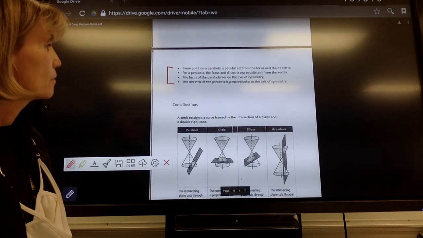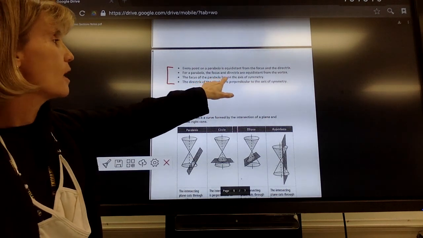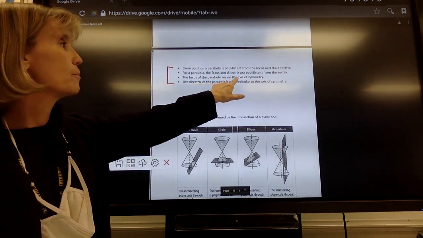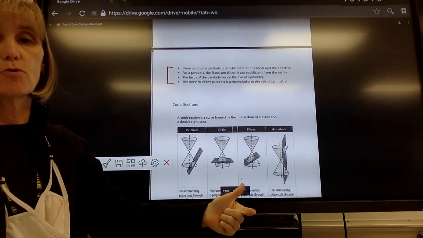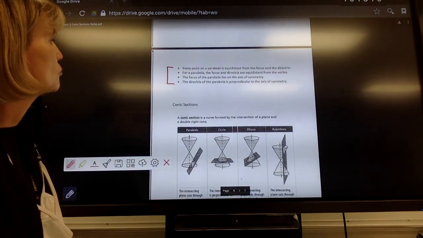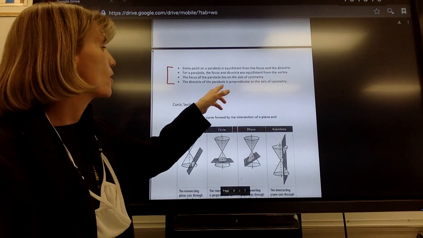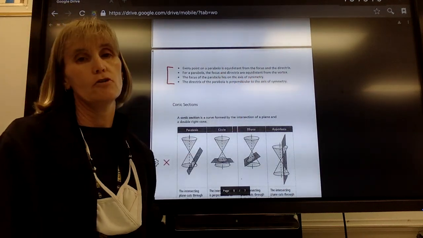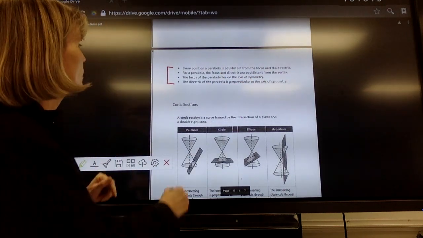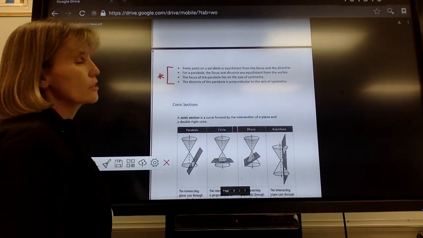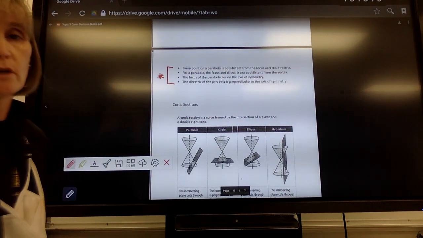The focus of the parabola always lies on the axis of symmetry. Okay, the vertex and the focus are always on the axis of symmetry, and the directrix of the parabola is perpendicular to the axis of symmetry. So these are just some key characteristics that you should note of a parabola.